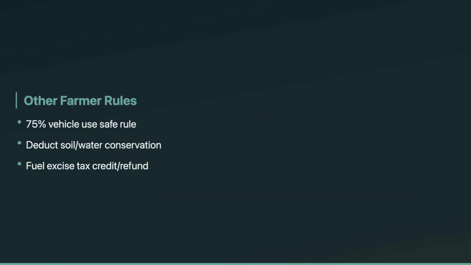Finally, a few farmer-only breaks to recognize. There's a quirky vehicle rule. If a car or light truck is used most of the business day in farming, the farmer can treat 75% as business use without logs. Soil and water conservation costs can be deducted as business expenses, things like leveling or windbreaks, where other businesses might have to capitalize. And farmers may claim credits or refunds for federal excise tax on fuel used on the farm.